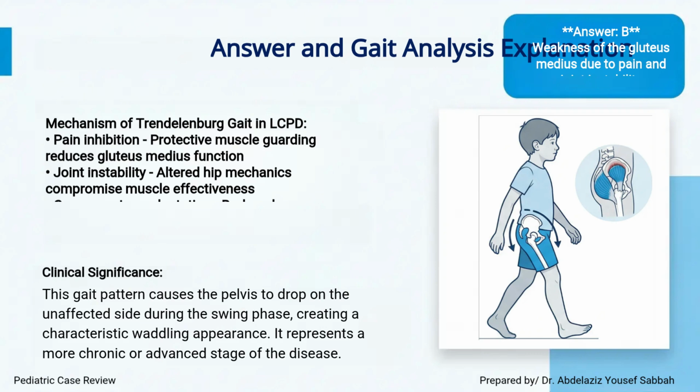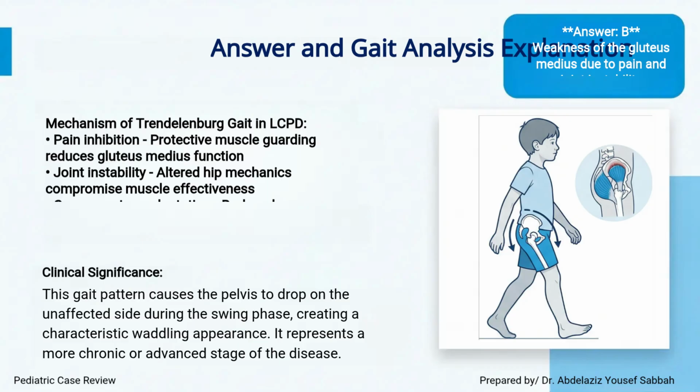The Trendelenburg gait in Legg-Calvé-Perthes disease develops through three key mechanisms. First, pain inhibition causes protective muscle guarding that reduces gluteus medius function. Second, joint instability from altered hip mechanics further compromises muscle effectiveness. Third, the body adopts a compensatory adaptation, reducing weight-bearing stress on the affected hip.